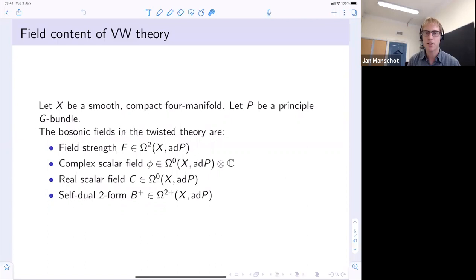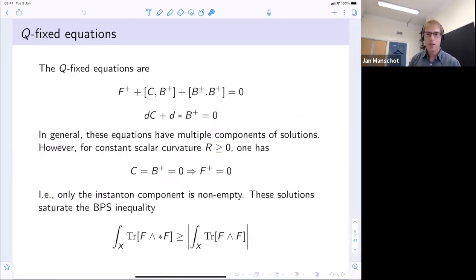So these are now the 6 scalar fields of N=4 Yang-Mills, kind of reorganized after the Vafa-Witten twist, and you see that all these fields exist for an arbitrary four-manifold. Okay. So if one considers the theory, then one finds the following Q-fixed equations here at the top. So we have an equation for F plus a commutator of C and B plus the commutator of B plus and B plus, where the plus is the self-dual component of the field.